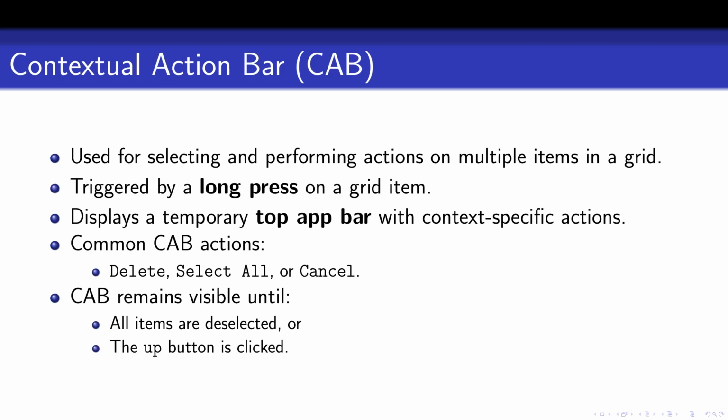The app now supports bulk actions using a contextual action bar, or CAB. This UI appears when the user long presses on a grid item. It replaces the default top app bar and provides context-specific actions like delete, select all, or cancel. The CAB remains visible until all selected items are cleared or the user taps the up button. This feature gives users more powerful tools for managing multiple subjects at once.